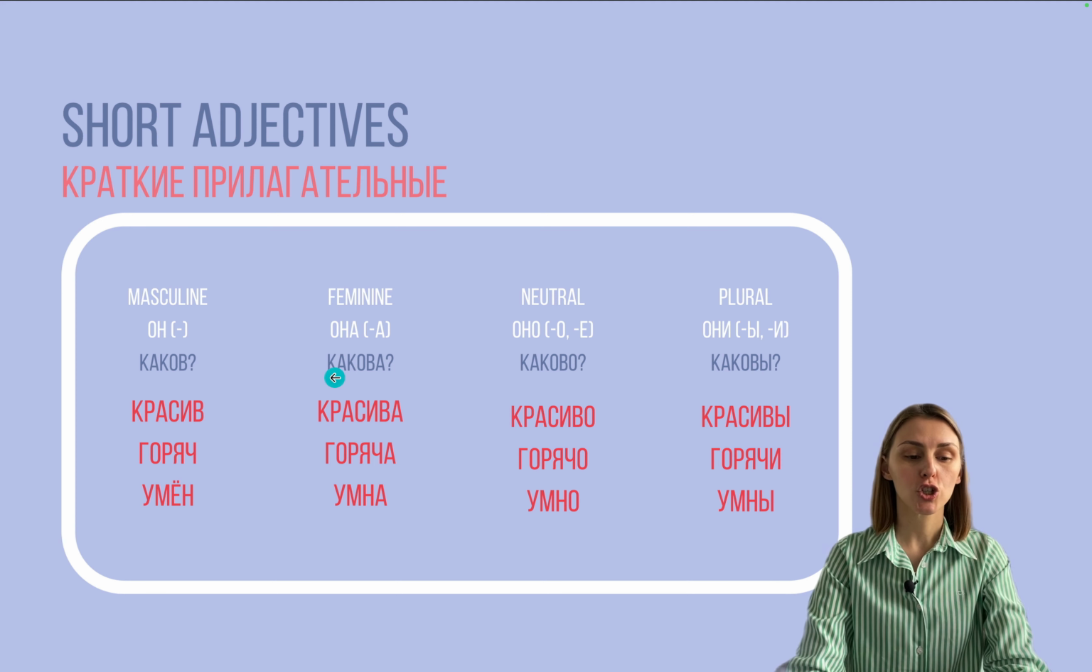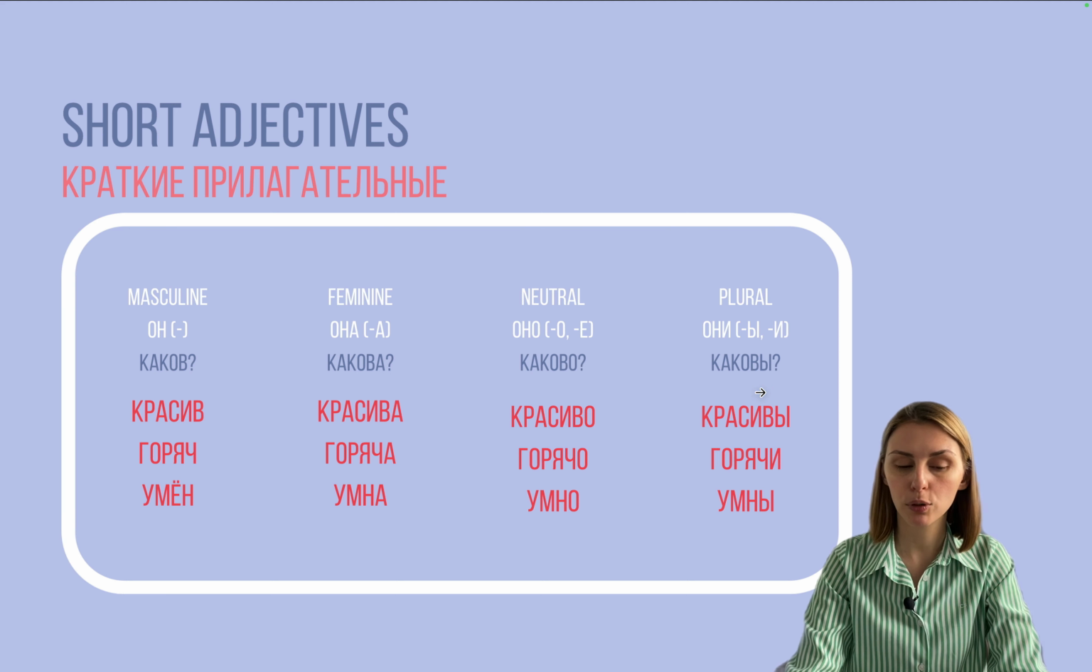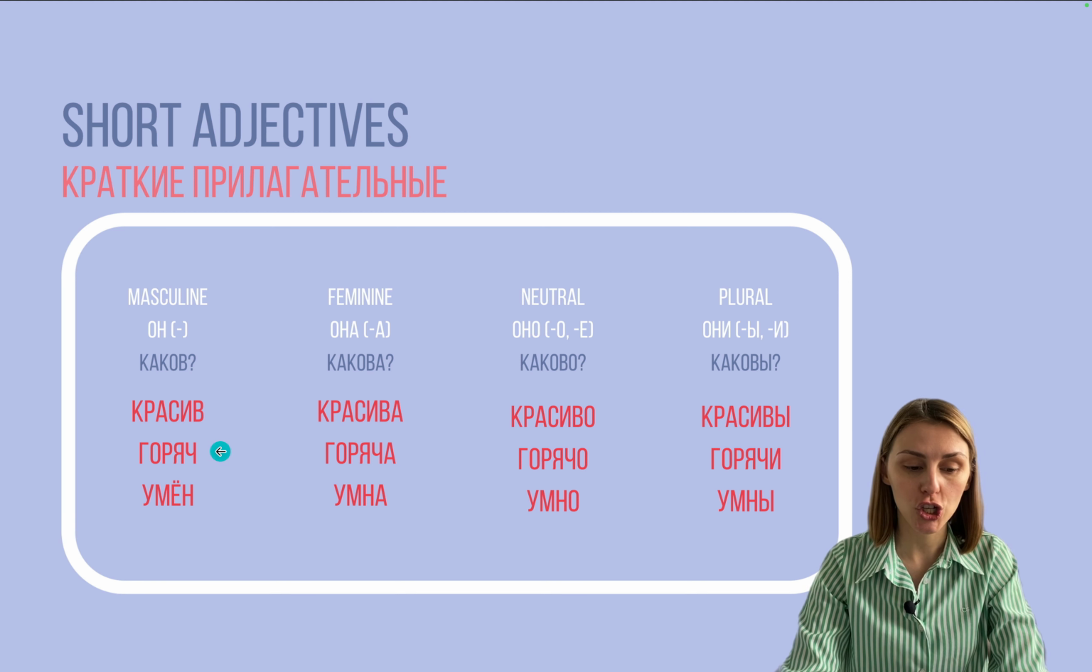So, short adjectives answer these questions. Каков for masculine, какова feminine, каково neutral, and каковы plural. For example, masculine short adjectives. Красив, горяч, умен.